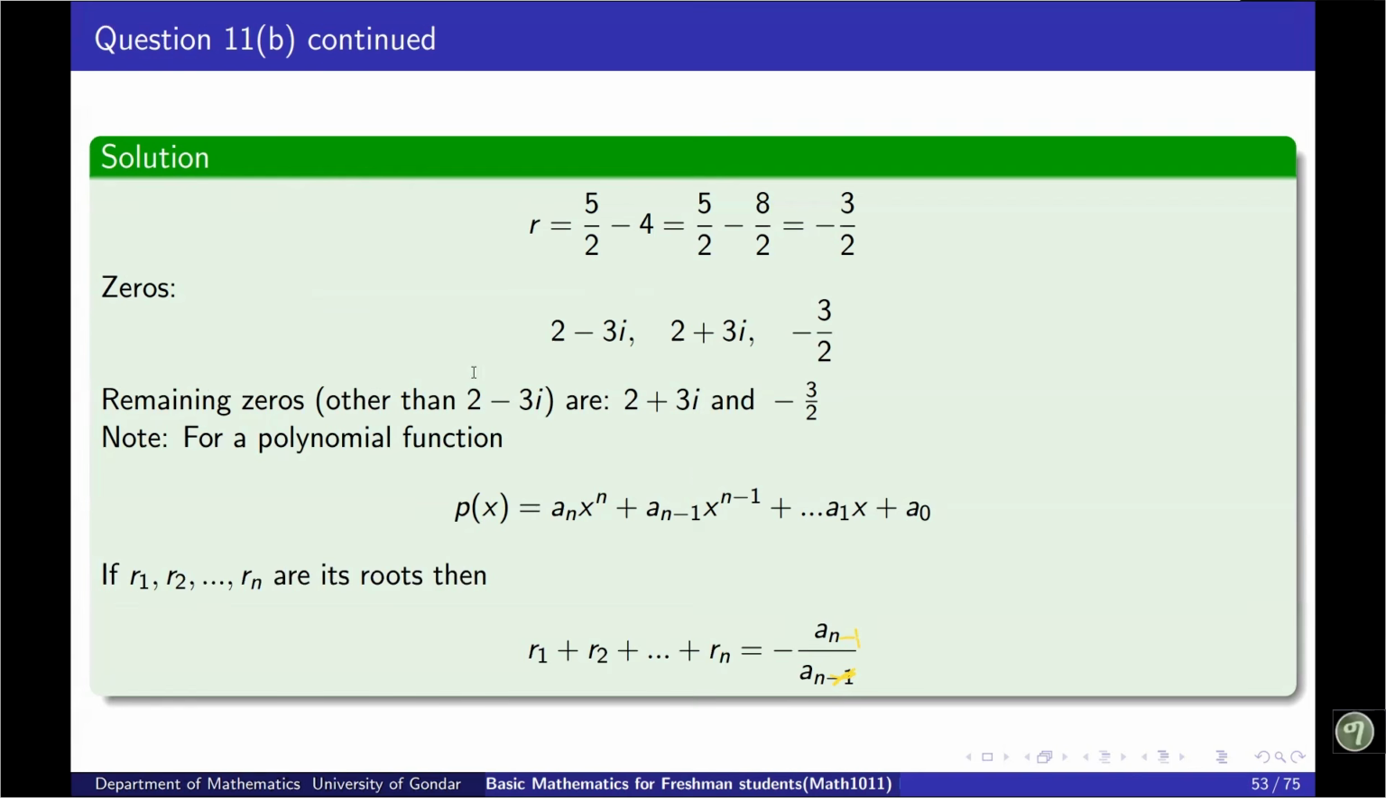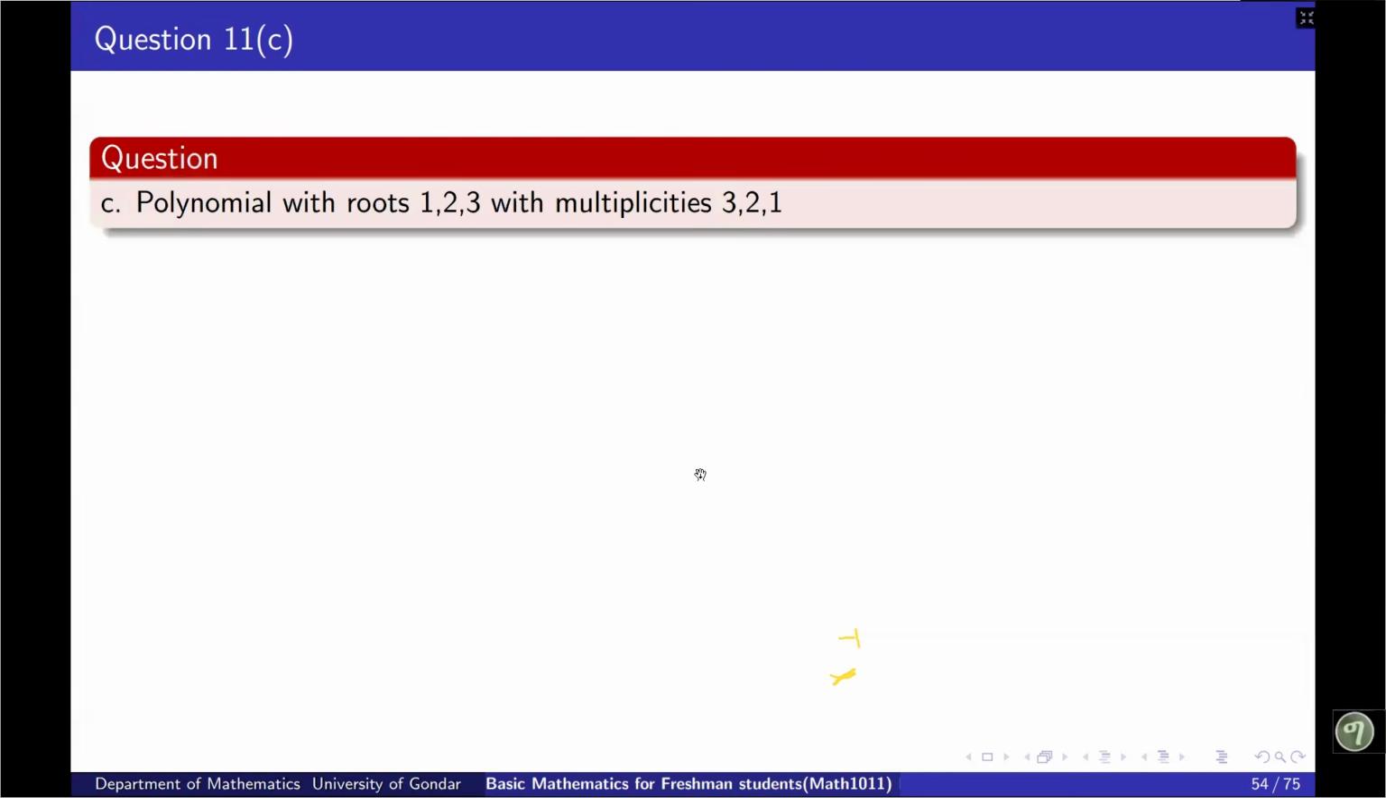Okay, this is the generalization. The next one is question number 11c. We are given a polynomial with roots 1, 2, 3 with multiplicities 3, 2, 1. We are asked to find a polynomial whose roots are 1, 2, and 3 with their corresponding multiplicities.